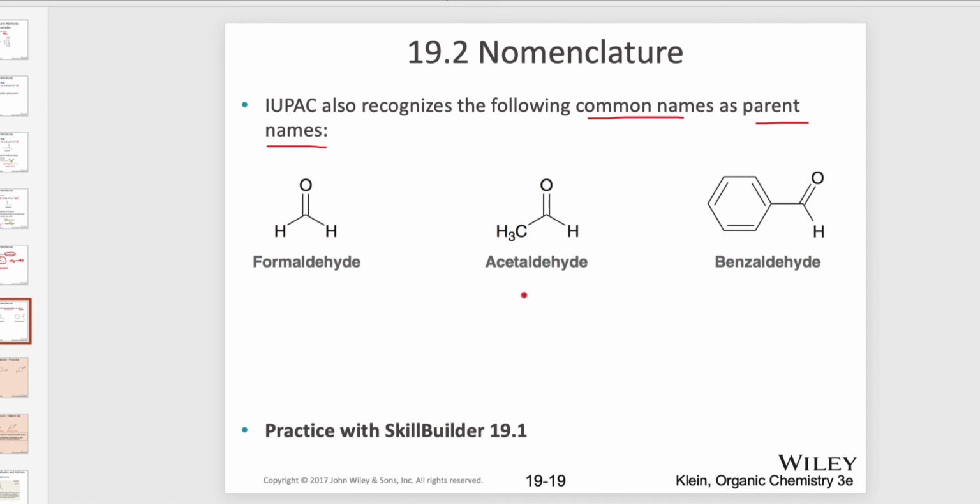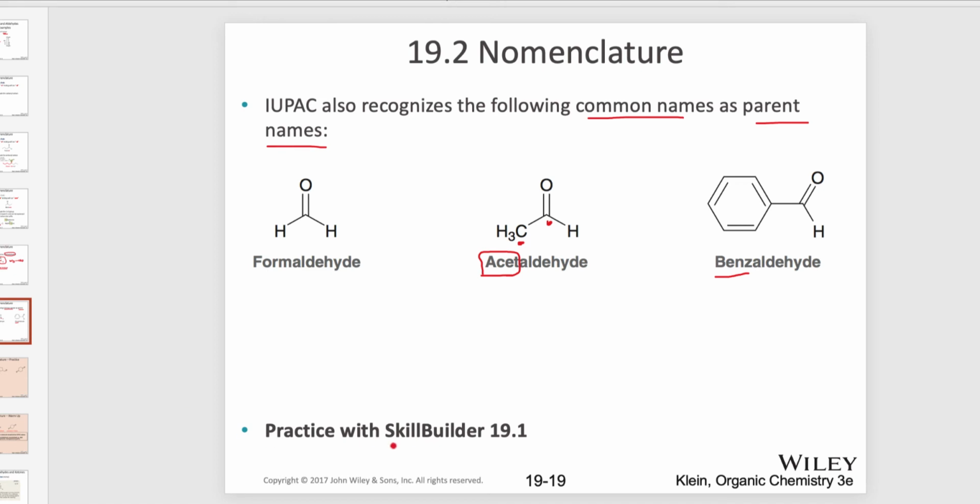Formaldehyde is the simplest one. This only has one carbon. Acet, this is something that will show up also in chapters 20 and 21, carboxylic acids and their derivatives, as well as some of the enolate chemistry and carbon-carbon bond formation reactions. Acet typically indicates that there are two carbons. Here we have two carbons, and it's an aldehyde. You may also think, a look ahead to chapter 20, acetic acid. Acet means two carbons, and it's a carboxylic acid. Benzaldehyde, we have a benzene ring and the aldehyde.